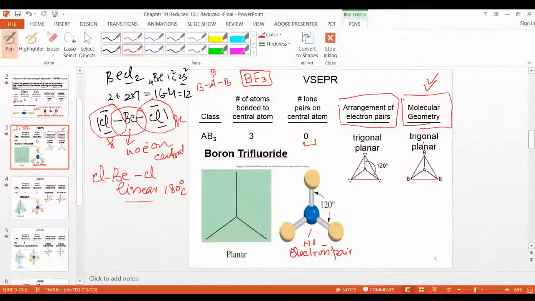It is simple. Remember that these both are the same. Only this one is different if there is any lone pair of electrons on the central atom. Then the geometry will change.